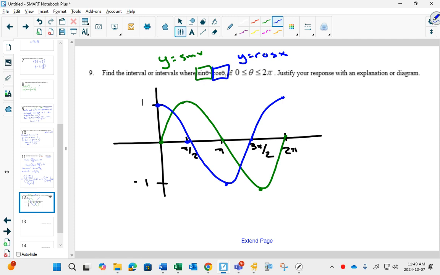And the question is asking, better just delete so I can see, when is the green graph, the sine graph, less than the blue graph? Take out a little highlighter. Can you see that the green one is below the blue one up to there? And then it's below again from here to here.